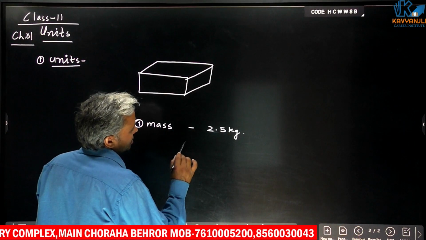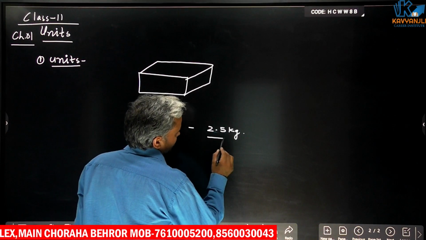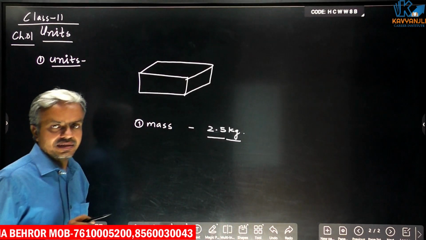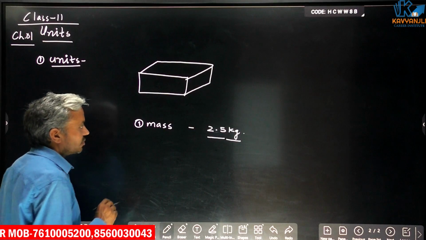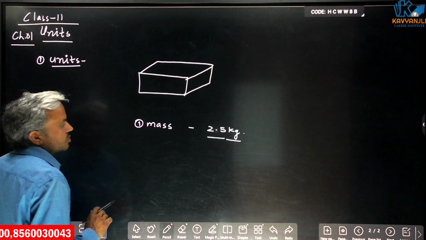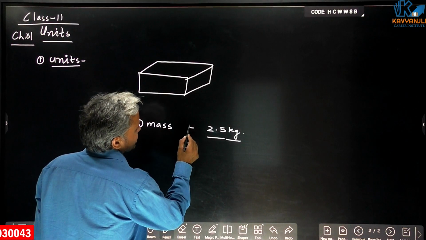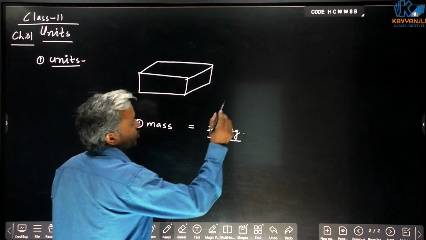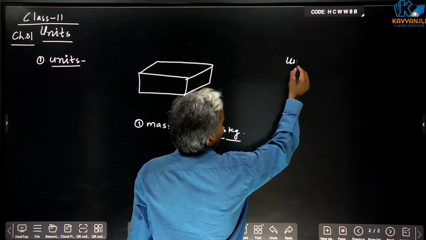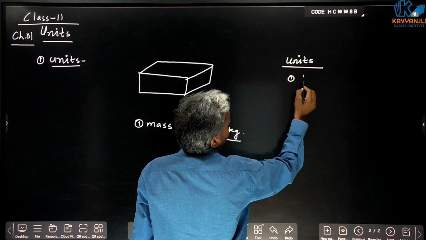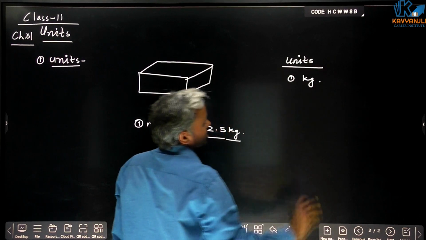So here we see a number and a symbol in English letters, kg. So what do this number and kg represent? So here kg represents its unit. So what is unit? kg is a unit. Okay.